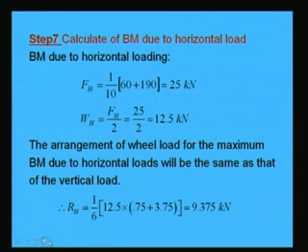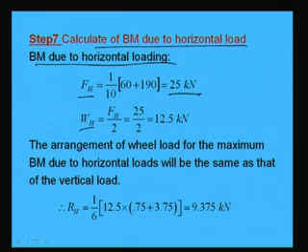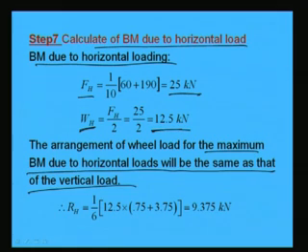Next, we will calculate the bending moment due to horizontal load. So, for the bending moment due to horizontal load, Fh is equal to 1 by 10 into (60 plus 190), so 25, and Wh will become Fh by 2, that is 25 by 2, equal to 12.5. So, the arrangement of wheel load for the maximum bending moment due to horizontal load should be the same as that for the vertical load. Means whatever arrangement we have done for vertical load, the same arrangement will work for the horizontal load to get the maximum bending moment.